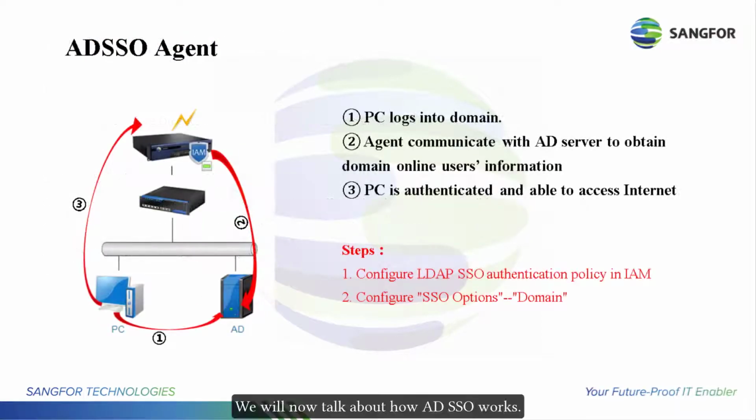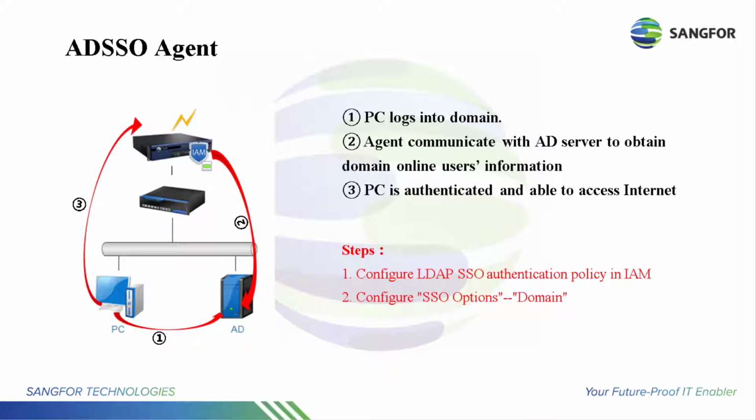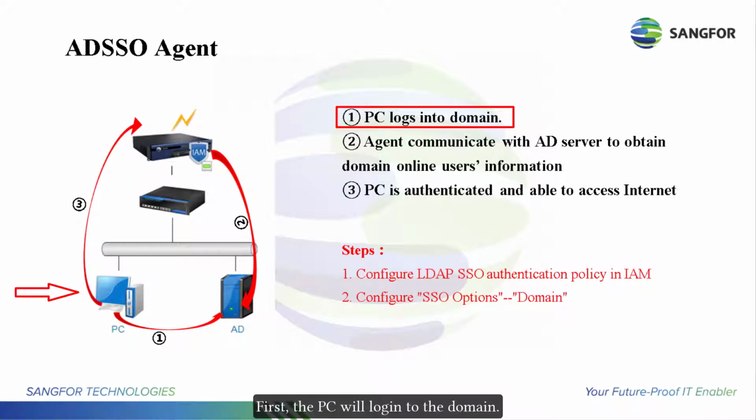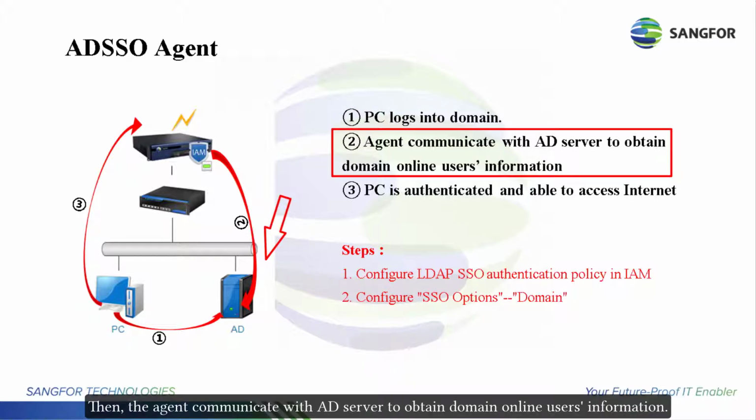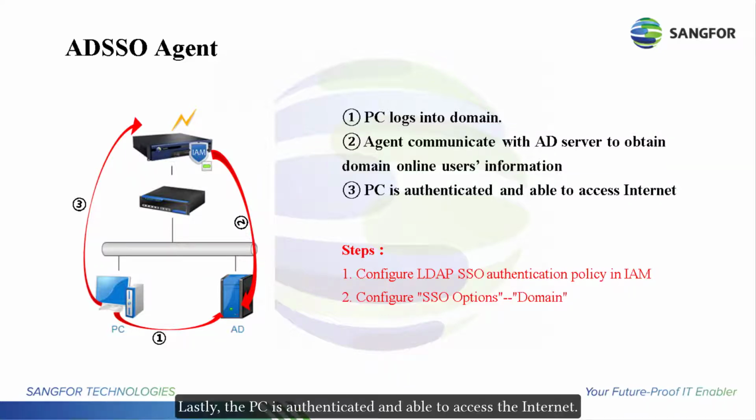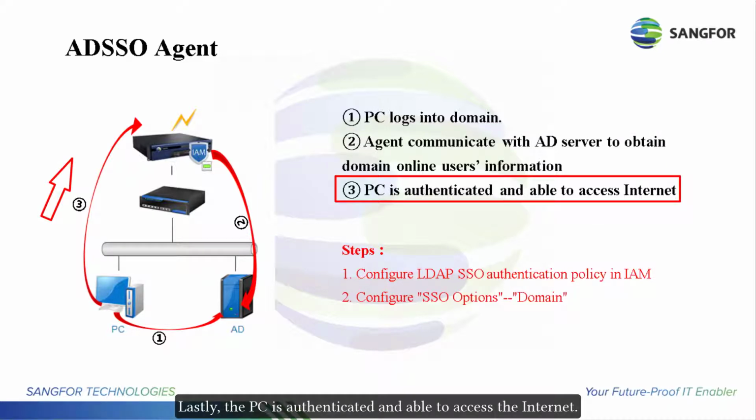We will now talk about how AD SSO works. First, the PC will log into the domain. Then, the agent communicates with the AD server to obtain domain online user information. Lastly, the PC is authenticated and able to access the internet.